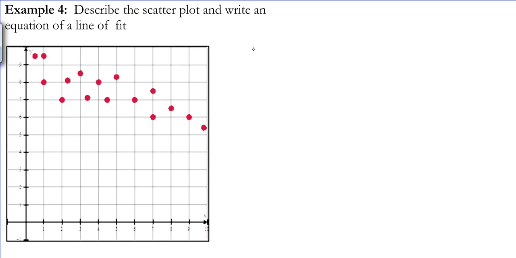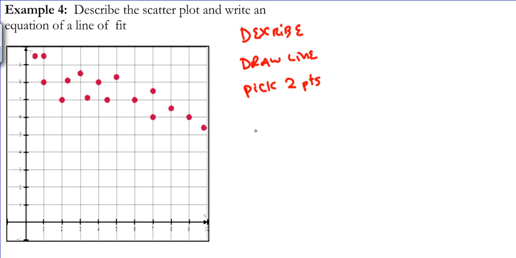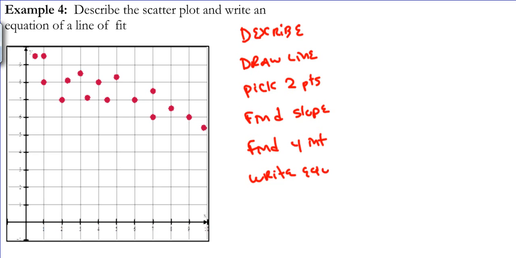So first you're going to describe. Then you have to draw your line. Then you have to pick 2 points on the line, not data points. Find your slope. And find your y-intercept. And last, write your equation. Go ahead and pause the video, do these steps, and then we'll come back and compare.